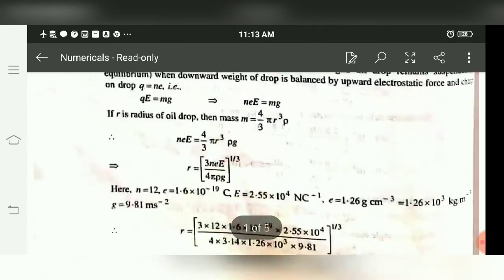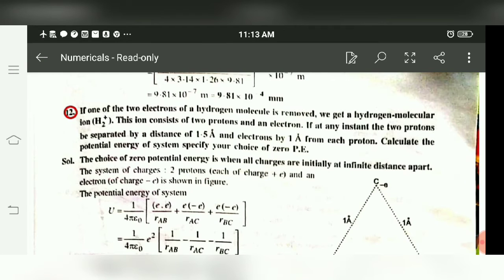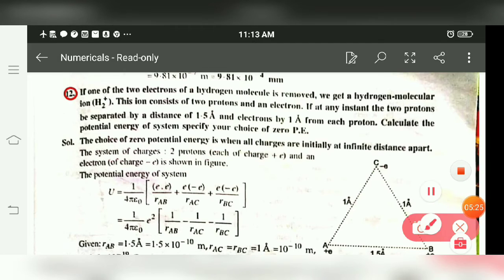So the next question is: if one of the two electrons of a hydrogen molecule is removed, we get the hydrogen molecular ion H2 positive. This ion consists of two protons and one electron. If at any instant the two protons are separated by a distance of 1.5 angstrom, and the electron is 1 angstrom from each proton, calculate the potential energy of the system. Specify your choice of zero potential. Means what?